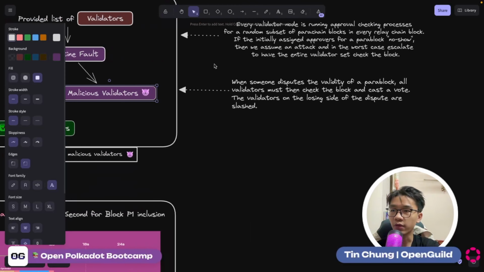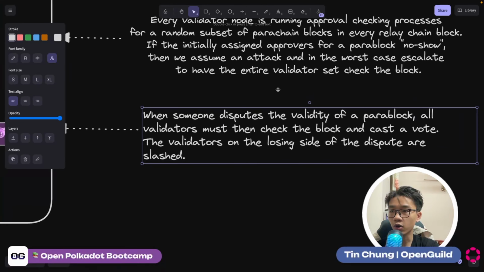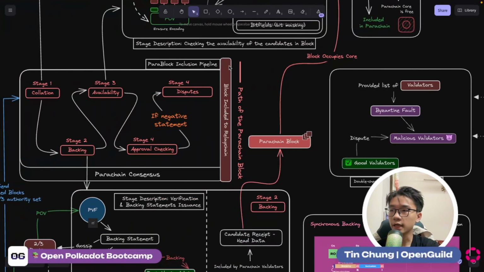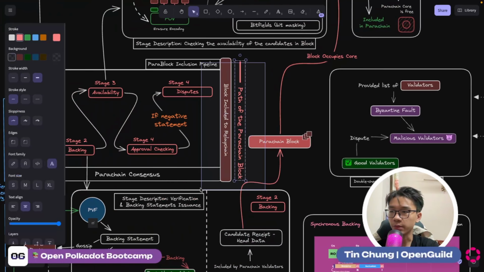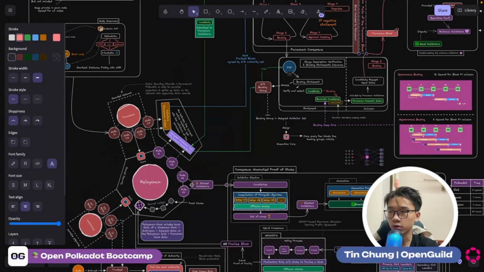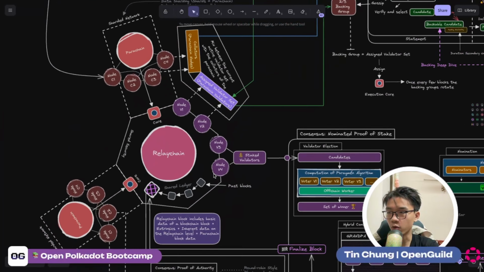So when someone disputes the validity of the parablock, all validators must then check the block and cast a vote. The validators on the losing side of the dispute are slashed, and that is how the block is included into the Parachain, and this is called the approval of the Parablock. There's also a blog post on Polkadot.com about that, so you can read more.